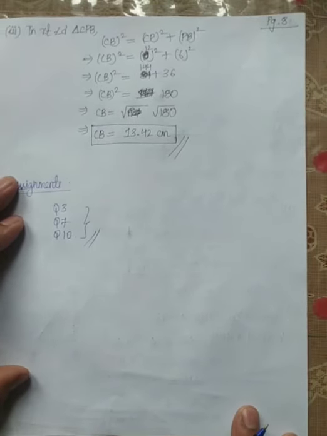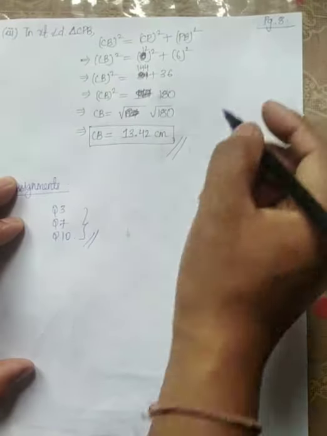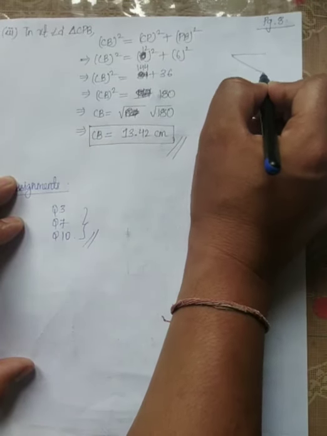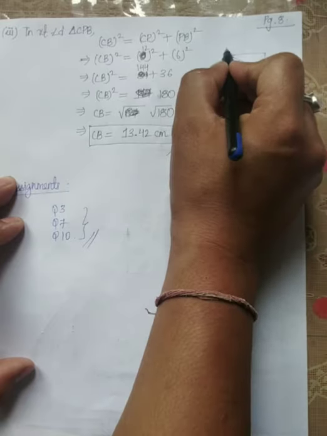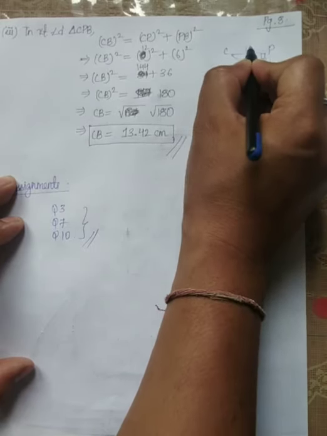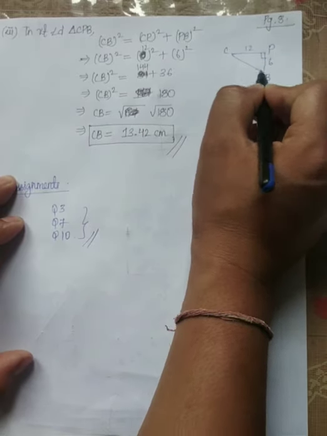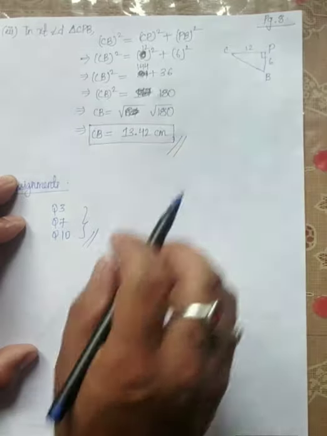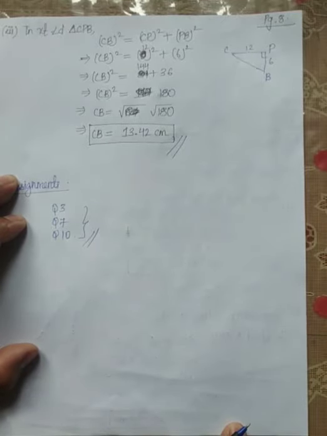So in right angle triangle CPB, it is somewhat like this. C, and this is B, and this is P. This was 90 degree, this was your 12, and this was your 6. So all the calculations are out here, right? So CB equals how much? 13.42. Pause the video to note down.